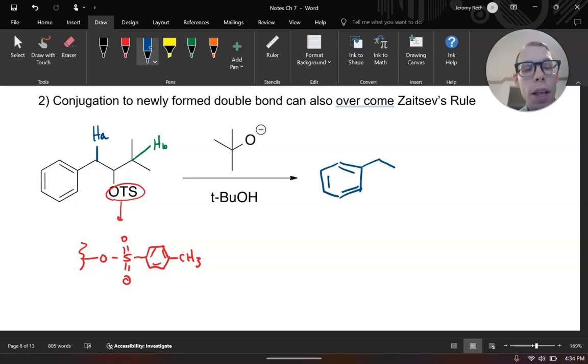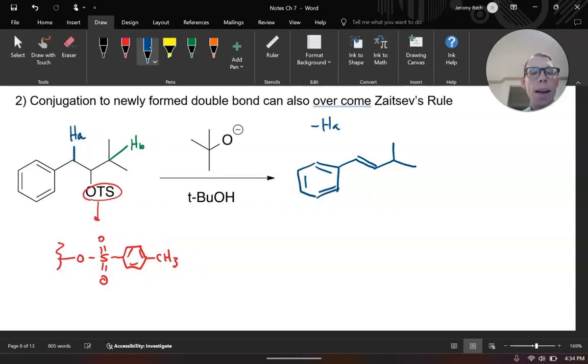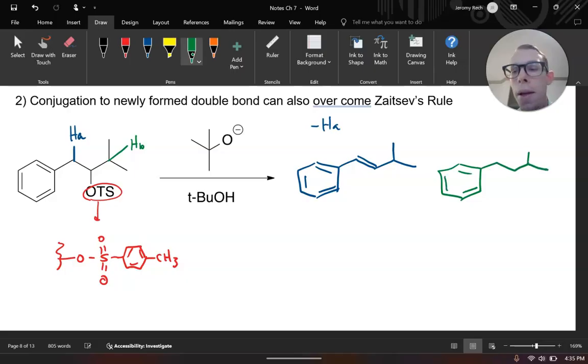I'm going to draw that same base structure, but all I'm going to do is get rid of my tosylate, so that's going to be gone, and then I'm going to put a double bond between my HA carbon and my tosylate carbon. That would be if I did minus HA. Now, if I did minus HB, I would then get a double bond between my tosylate carbon and my HB carbon.